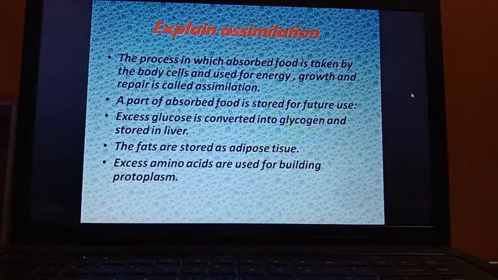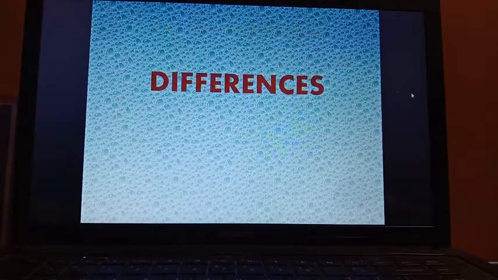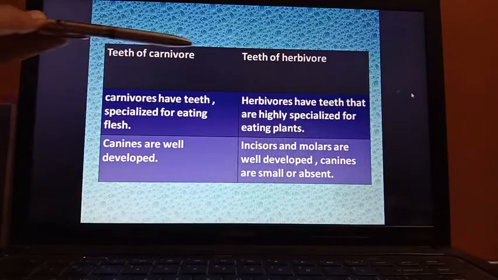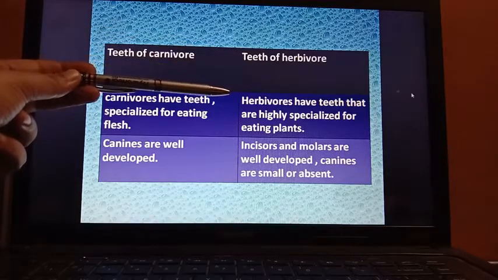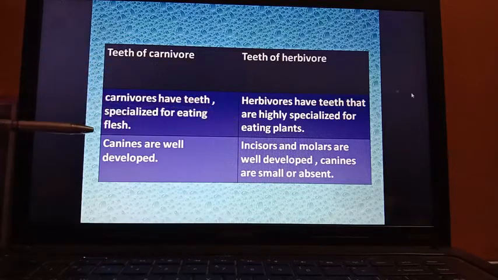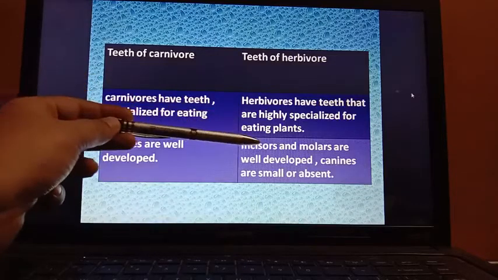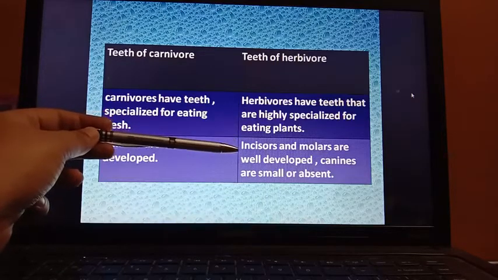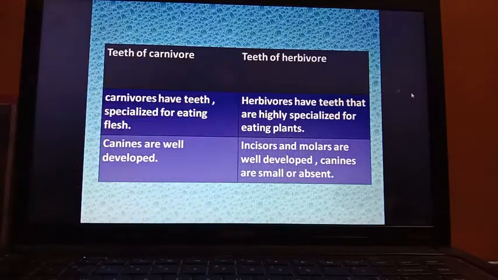Now next, we will discuss the differences. So first difference is in between the teeth of carnivore and teeth of herbivore. Carnivores have teeth specialized for eating flesh. Herbivores have teeth that are highly specialized for eating plants. Here canines are well developed in carnivore, and for herbivore, incisors and molars are well developed. Canines are small or absent.